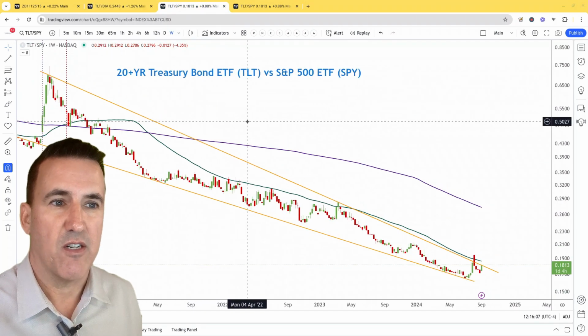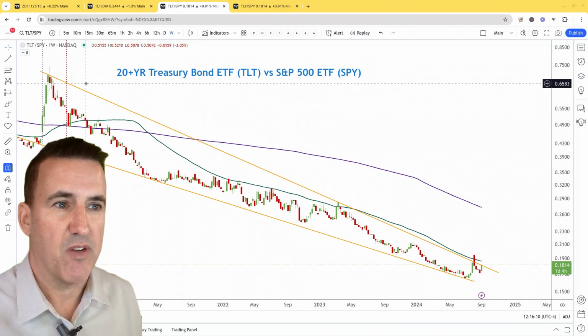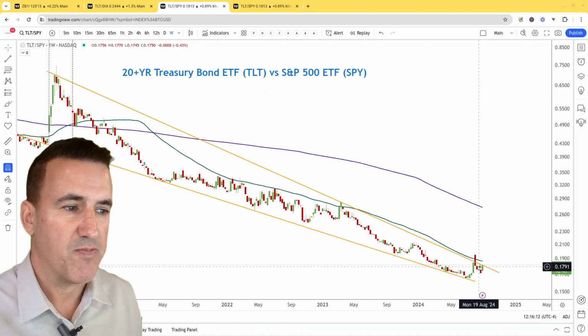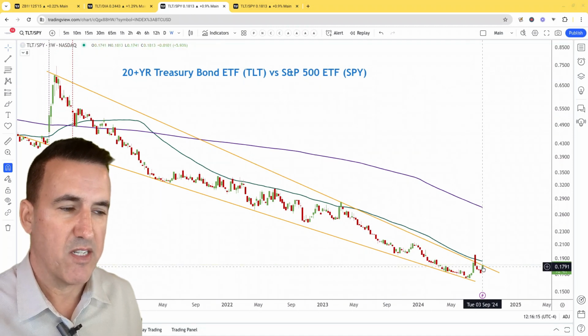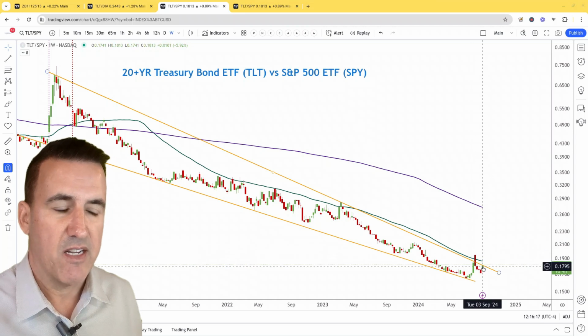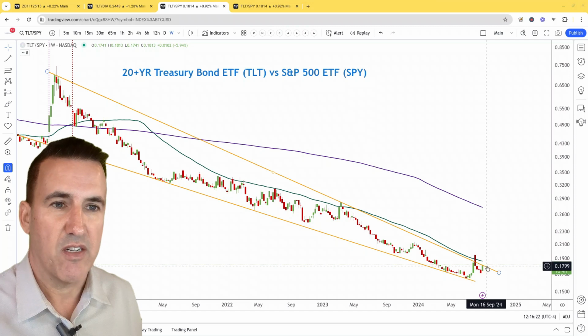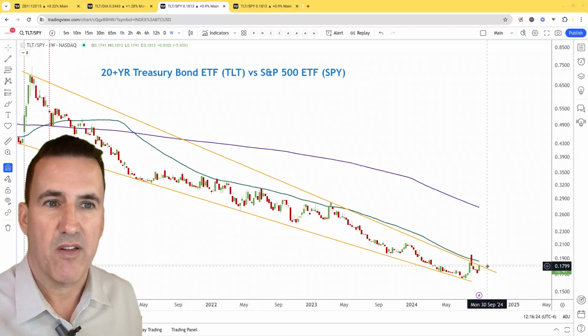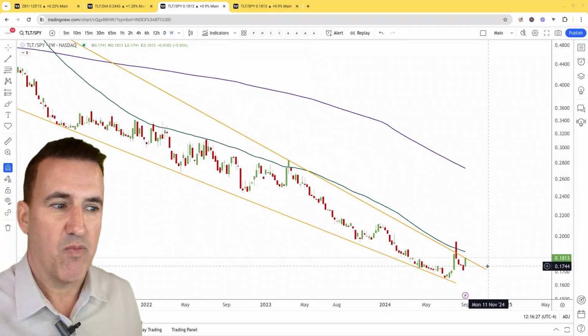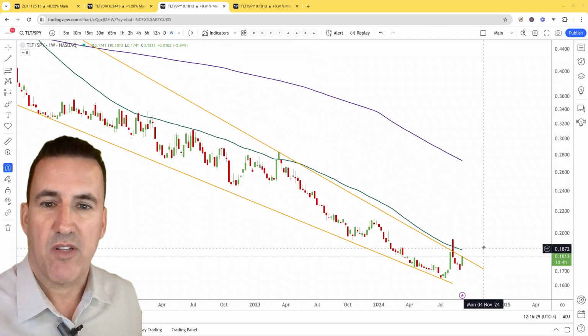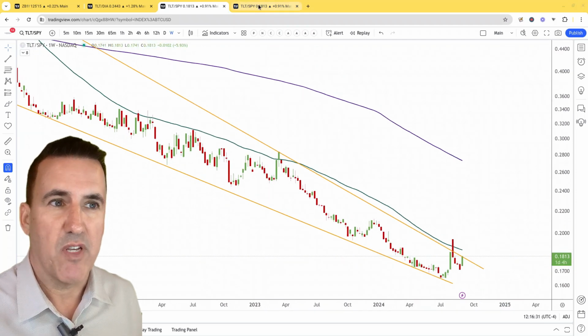This is the TLT, the 20-year Treasury bond, against the S&P 500. I drew some trend lines here. We broke above this trend line back in August. Now we're back testing it again. We'll see if maybe this is the sign of a trend change. It's a little bit too early, but we want to keep an eye on this. And again, it's the same idea. If bonds are attracting capital faster than the stock market, then we want to be in the bond market.